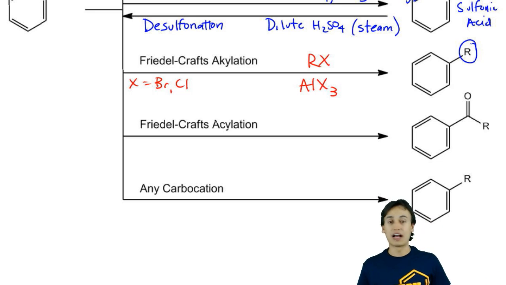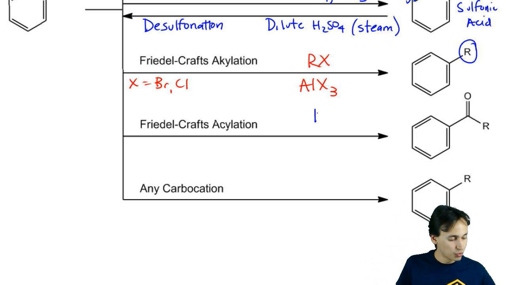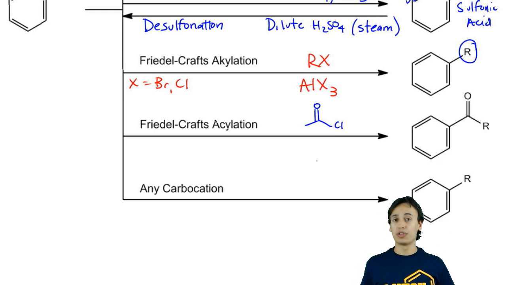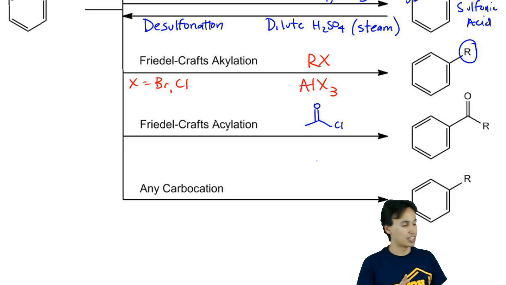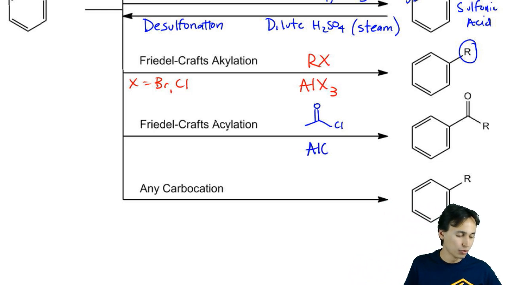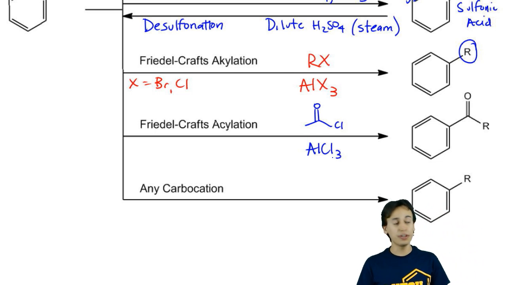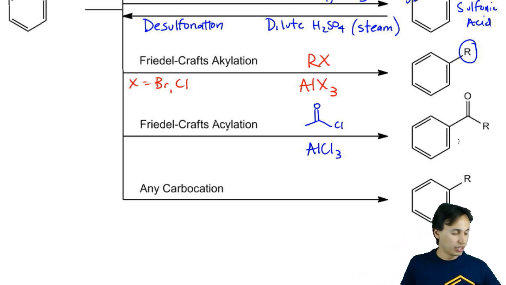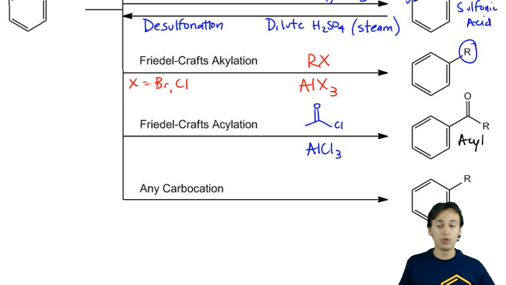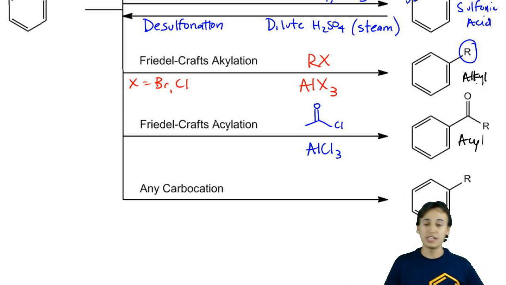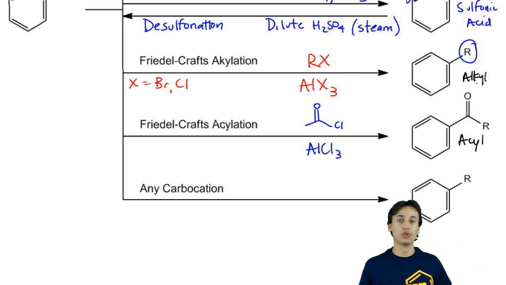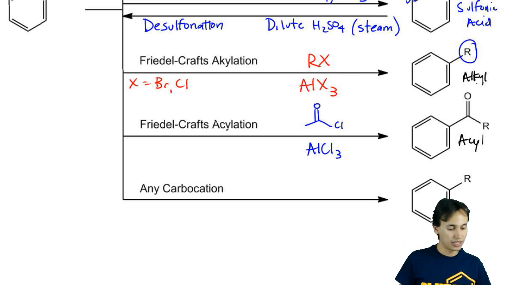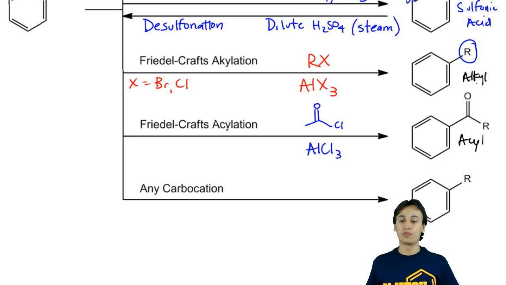Then we have Friedel-Crafts acylation. Friedel-Crafts acylation would use an acid chloride. Okay, now an acid chloride, if you're not familiar with it, is a functional group that we're going to use a lot in organic chemistry too. And we're going to react it over that same Lewis acid catalyst, in this case AlCl3, because we're using a chlorine. And that's going to give us actually what we call an acyl group. Okay, so alkylation gives us an alkyl group, literally just an R group, whereas acylation gives us an acyl group, so a carbonyl group, a ketone, okay? Usually a ketone.